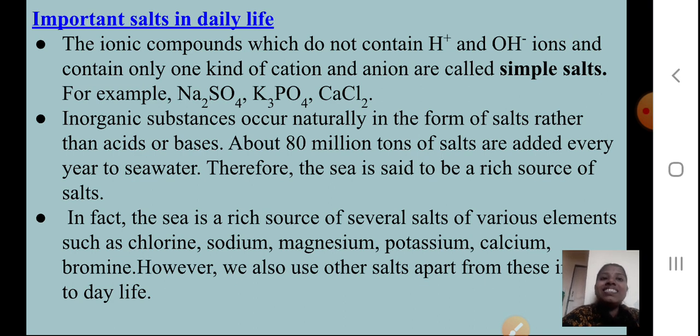About 80 million tons of salts are added every year to the seawater. Therefore the sea is said to be a rich source of these salts. In fact, the sea is a rich source of several salts of various elements such as chlorine, sodium, magnesium, potassium, calcium, bromine. However, we also use other salts apart from these in our daily life.